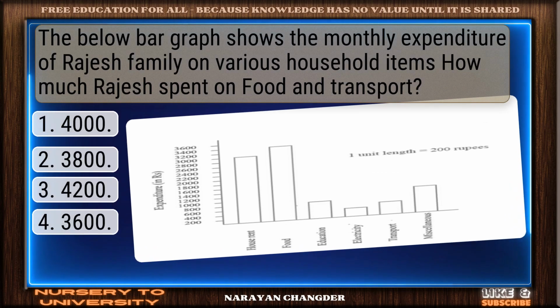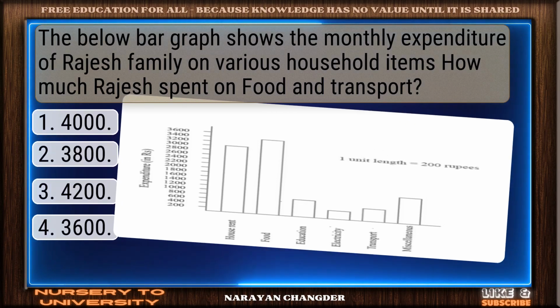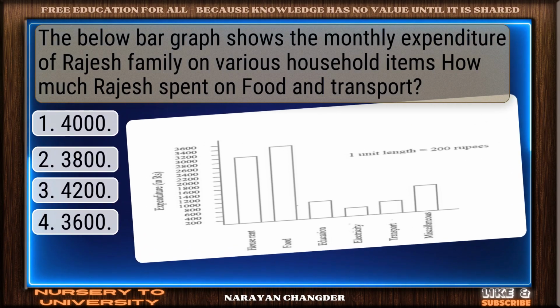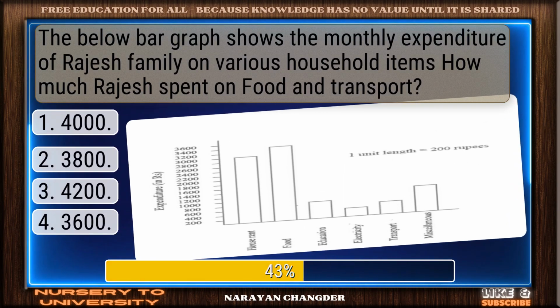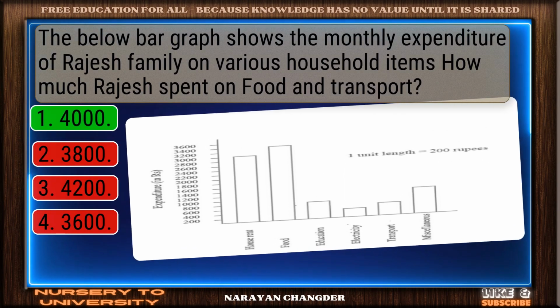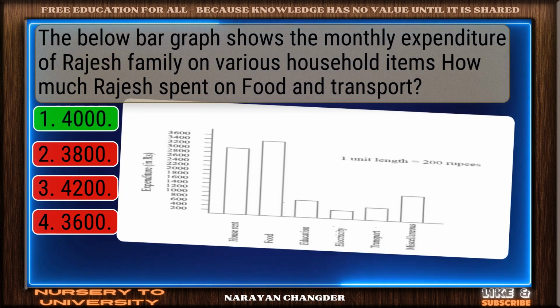The below bar graph shows the monthly expenditure of Rajesh family on various household items. How much did Rajesh spend on food and transport? Smart move. 4,000 is an accurate answer.